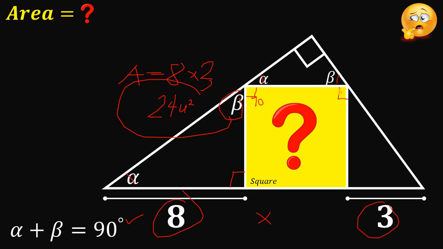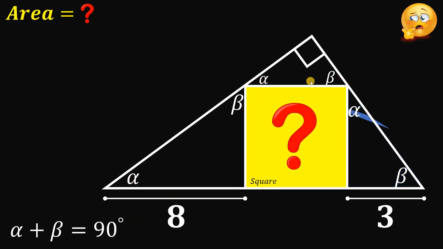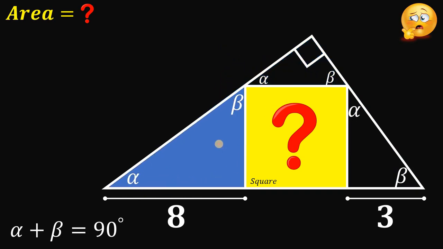Now, with the same reasoning, this is 90 degrees, this is beta, so this angle right over here must be equal to alpha. And finally, this angle must be equal to beta. So now, we can see 3 similar triangles in this figure. Actually, 4. So here it is. Here's the first one. Here's the second one. And this triangle must be similar to this triangle. And this is similar. These 3 triangles are similar to the big right triangle.